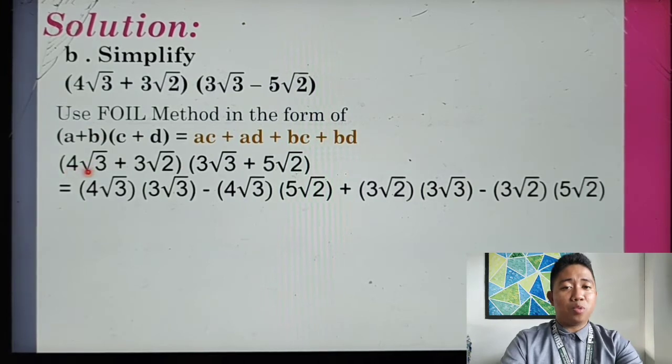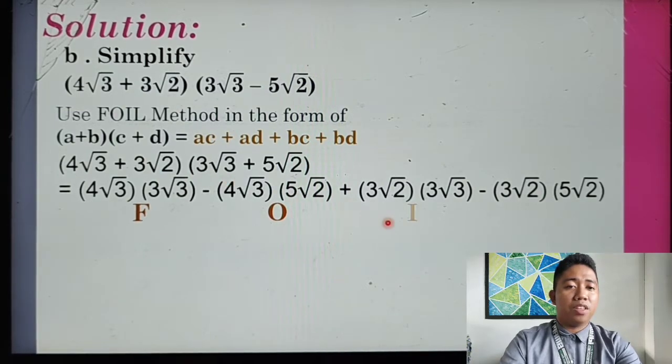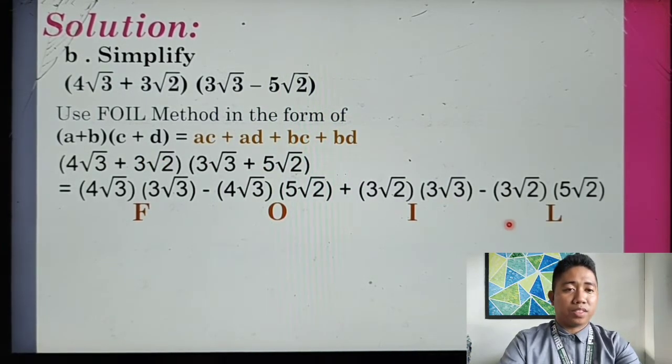So we have 4 square root of 3 and 3 square root of 3, which are the first terms. Next is the outer terms: 4 square root of 3 and 5 times square root of 2. Okay, next we have the inner terms, which is 3 square root of 2 and 3 square root of 3. And for the last terms, we have 3 square root of 2 and 5 square root of 2.